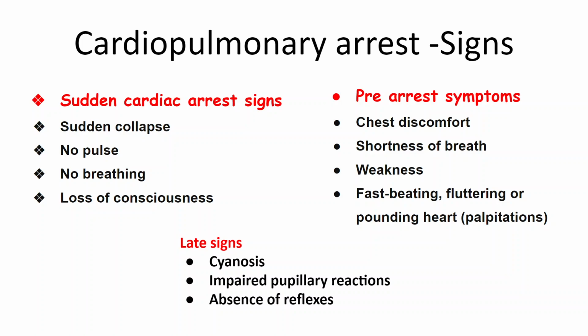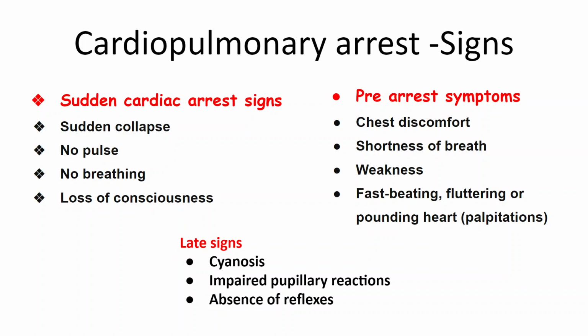Now, sudden cardiac arrest causes is the next part; we will go into the causes next. The first part is how you confirm that there is a sudden cardiopulmonary arrest. The predominant signs of a sudden cardiac arrest are the patient collapsing suddenly, with no pulse, no breathing, and no consciousness. Prior to that, the patient may have symptoms like severe chest discomfort, breathlessness, weakness, tachycardia, or fluttering, pounding heart palpitations. So if you get that kind of information prior to the episode of unconsciousness, that could also be a sign of cardiopulmonary arrest.